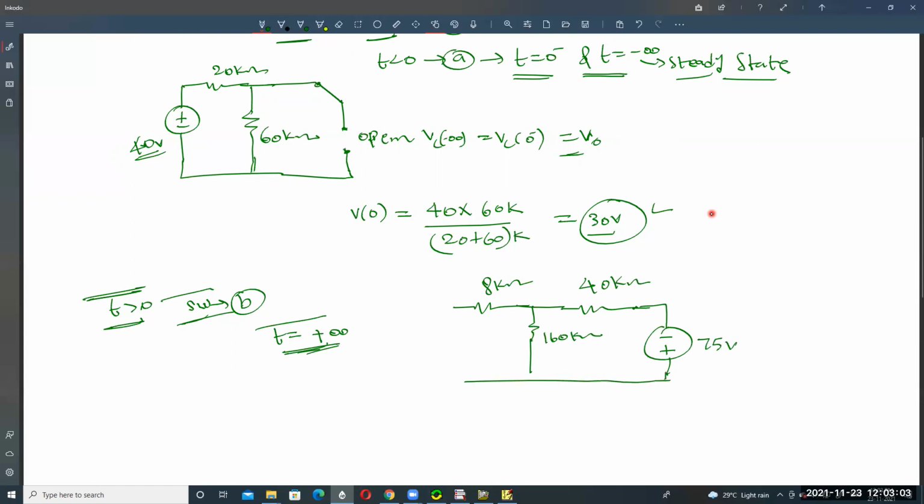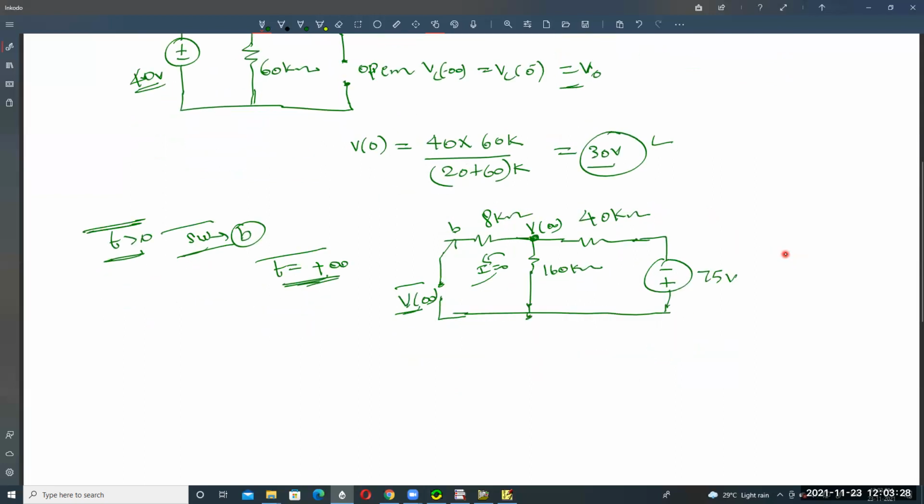Under steady state condition, the switch is in position B and the capacitor will be acting as an open circuit. This is called V of infinity. Open circuit means the current is equal to 0 here. That means the voltage across this 160 kilo ohm resistor is nothing but our voltage. Am I right?